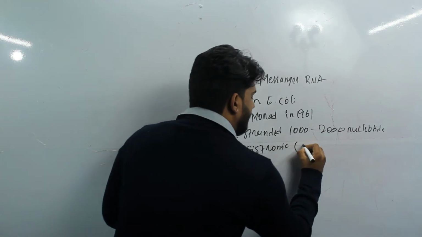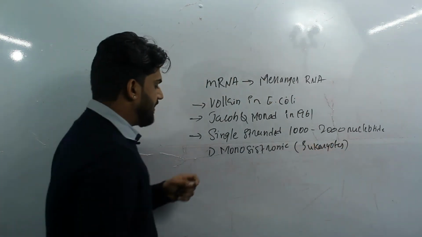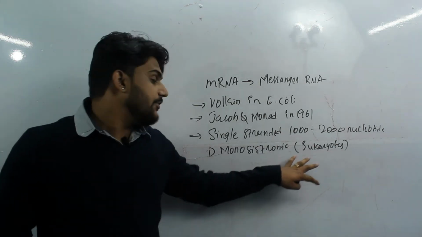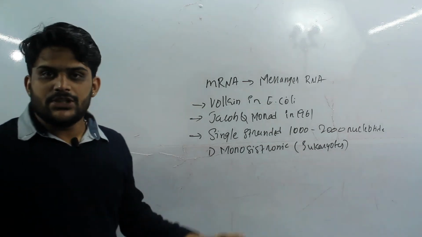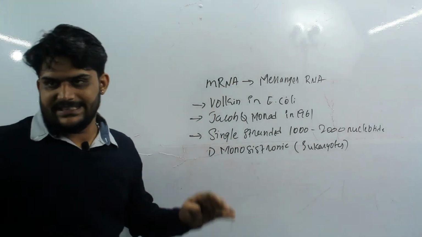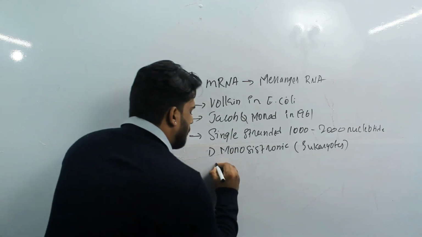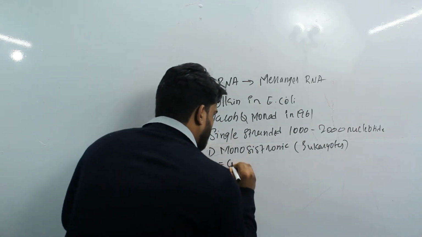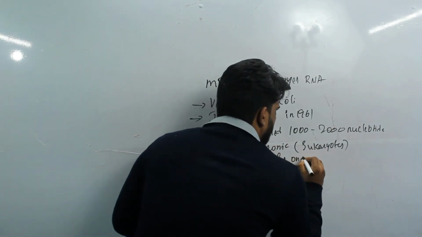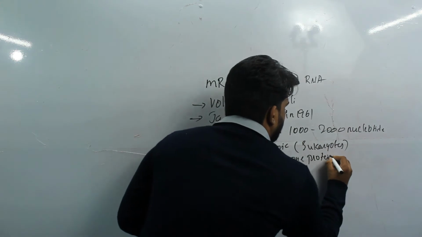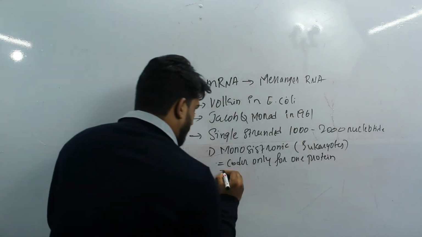which can only be found in eukaryotes. This type of mRNA is found only in eukaryotes. I will show you what it is when I am drawing the diagram. It codes only for one protein, and it is also long lived.